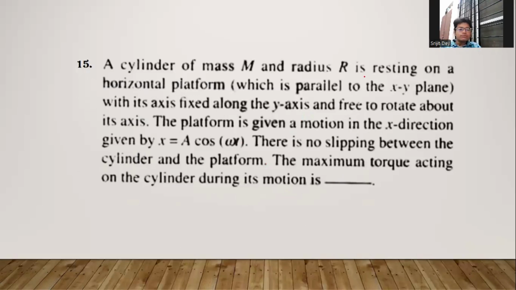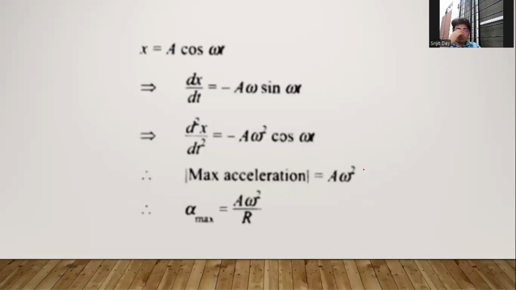Over here, your mass or your motion equation is given. No slipping, you can find the maximum torque that happens between the things. So I think it's very simple for you to understand. This was also a very simple question, that is your maximum torque. Basically, if this is your motion equation, then your maximum acceleration is this. Now, what is your max acceleration? Now, what is your torque max?